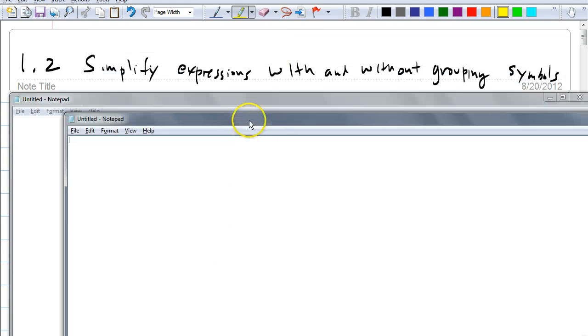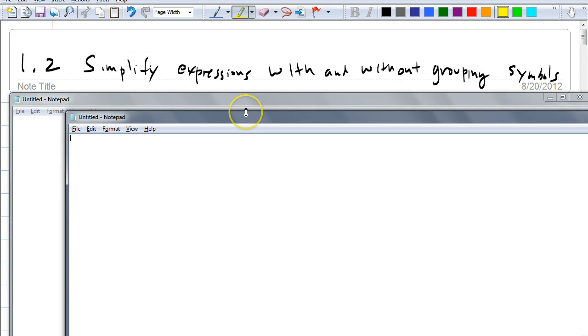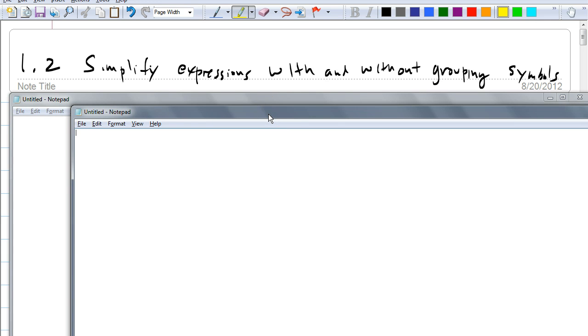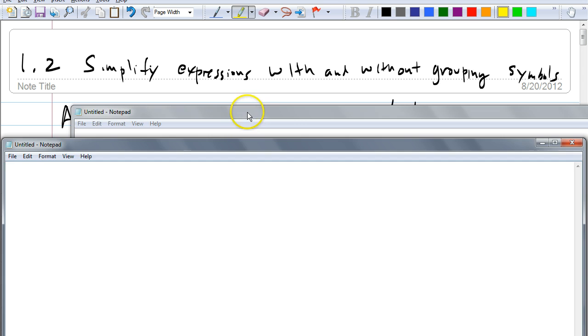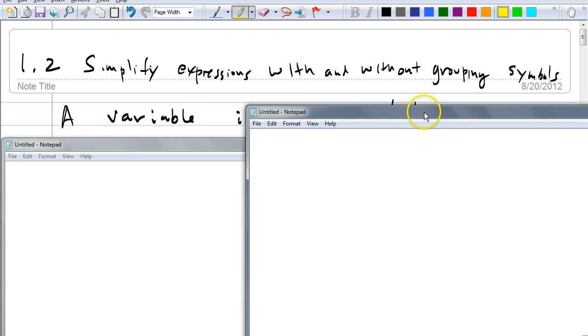So today we're going to talk about how to simplify expressions with and without grouping symbols first. Okay, there you go. Before we do all this, we have to do some basic work, sort of a review of what we learned so far. First we're going to start with a variable.